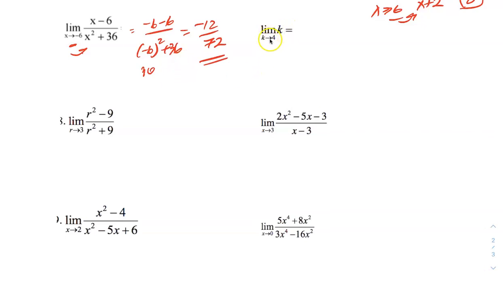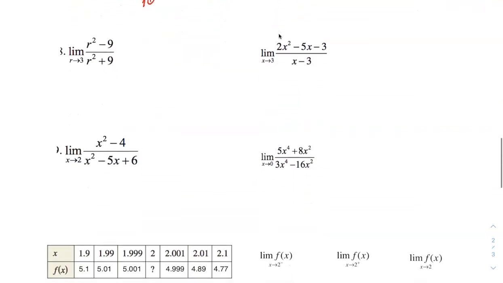Next one. Limit as k equals 4 of k. So remember, all you do is plug it in. And I get 4. Done. Easiest one.